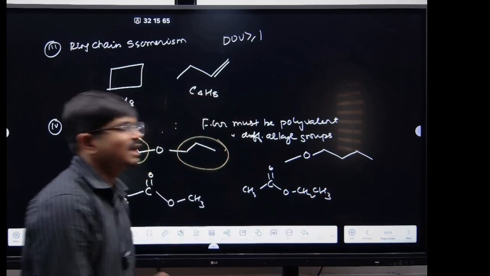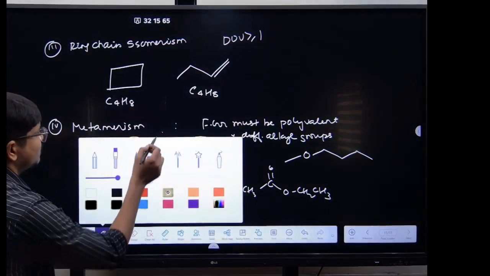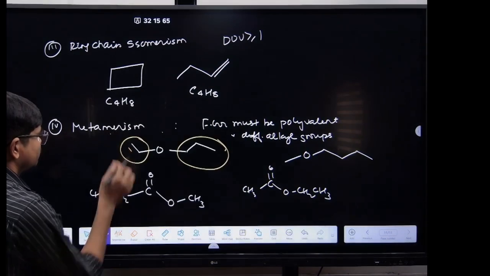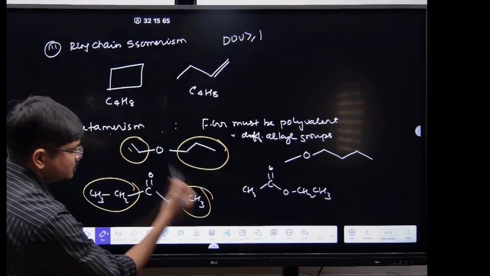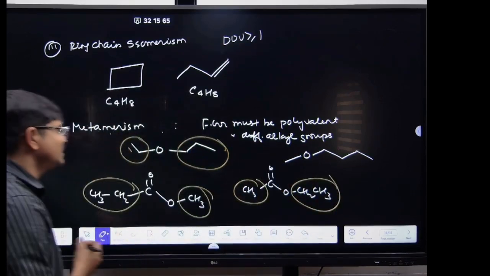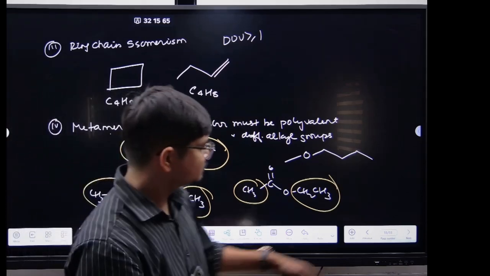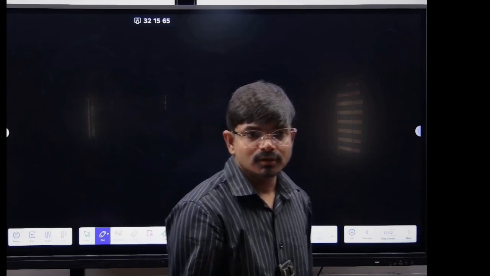You see, alkyl groups change, right? Here the alkyl groups are basically this one, and here this one. Here this one, and here you have this one. So basically they have changed, right? So these are the examples of metamerism. Got it? Now what is the next one? Which one? Tautomerism, right?